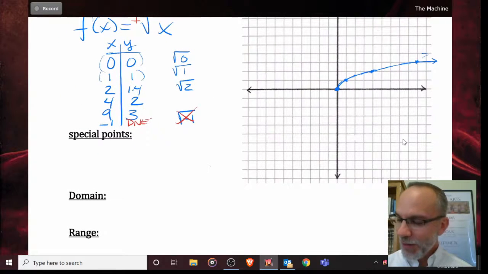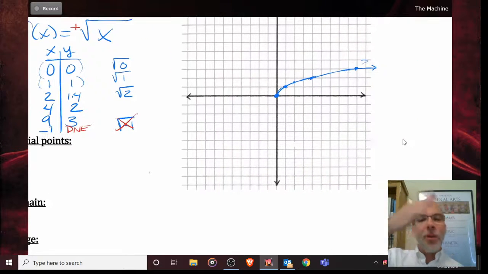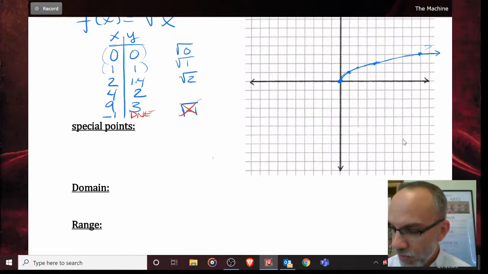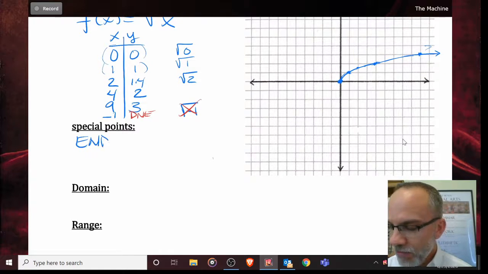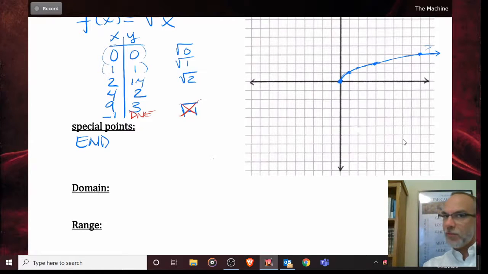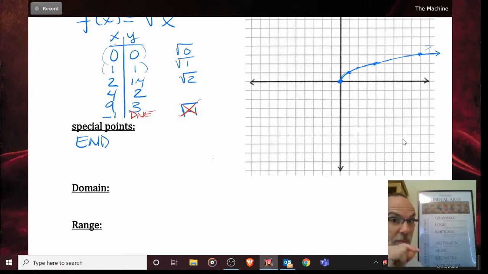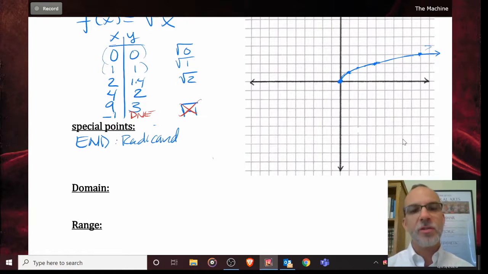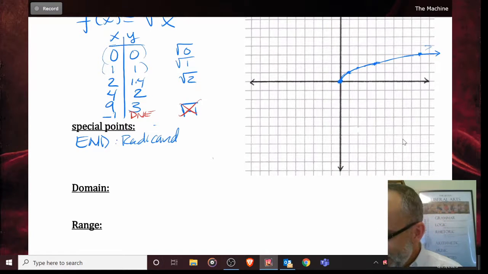Yours is too. All right, so it looks like that. I don't have the bottom part of that parabola, just the top part. Okay, special points. Obviously, the first special point is the end. There's an end to this graph. I can go on to the right forever, but if I go to the left, there's a stopping point, the end. The end is where the radicand, which you should know is the thing underneath the square root, is equal to 0. That's a very special point.